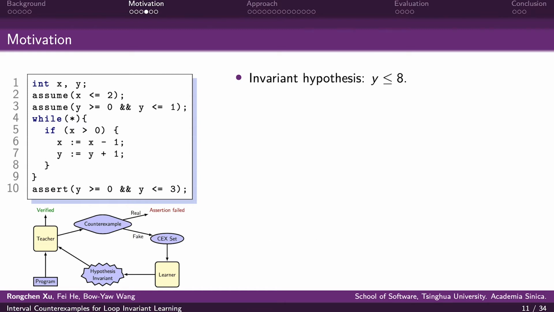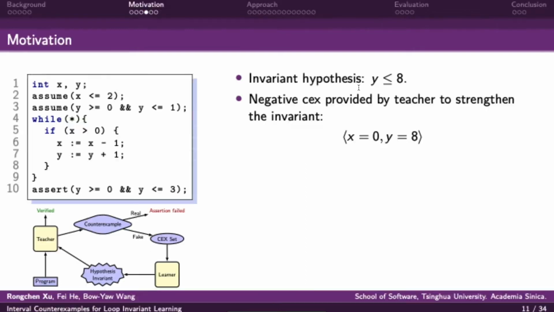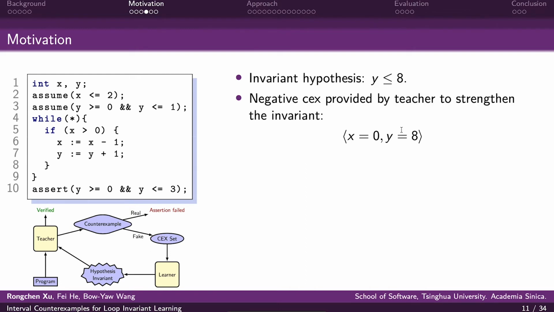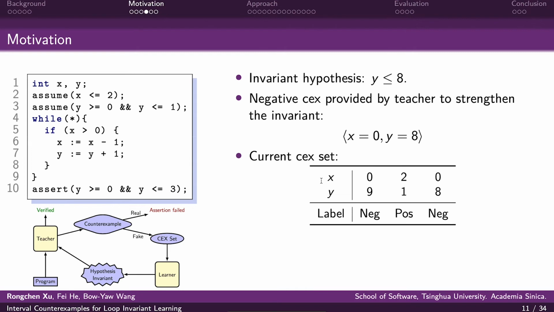Similarly, with the generation process of the first negative counterexample, y less than or equal to 8 cannot prove the assertion after the loop. The SMT solver may return a program state x equals 0 and y equals 8 as a new negative counterexample. We add it into the set and ask the learner to get a new modified hypothesized invariant again, that is y less than or equal to 7.